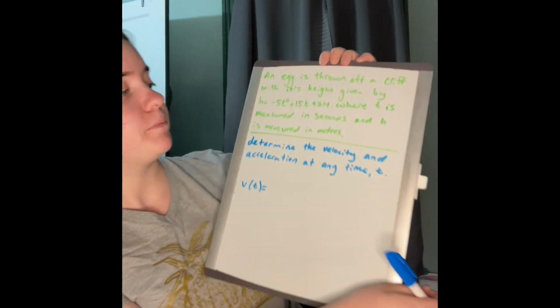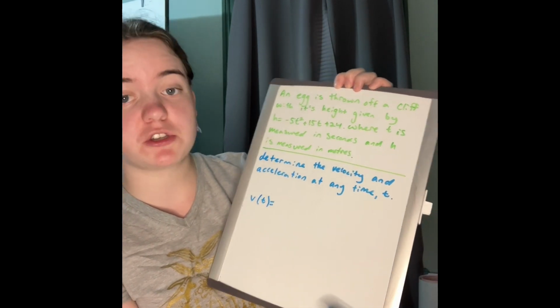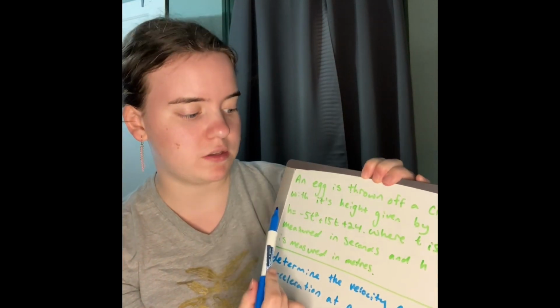All right, so the first question is, an egg is thrown off a cliff with its height given by h equals negative 5t squared plus 15t plus 24, where t is measured in seconds and h is measured in meters. So first it asks us to determine the velocity and the acceleration at any time t. So that just means we need to find the derivative, because then you can plug any t in.